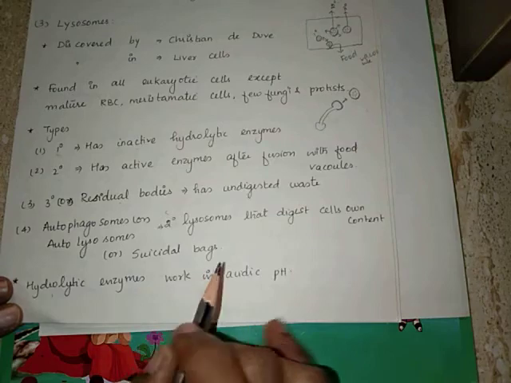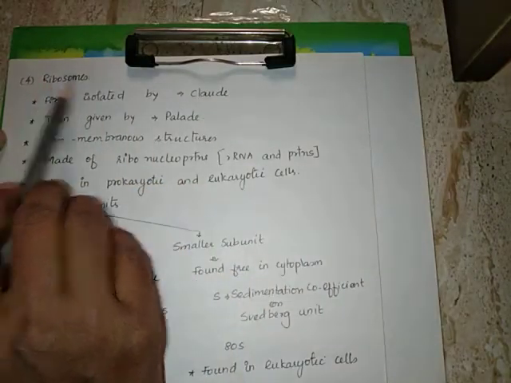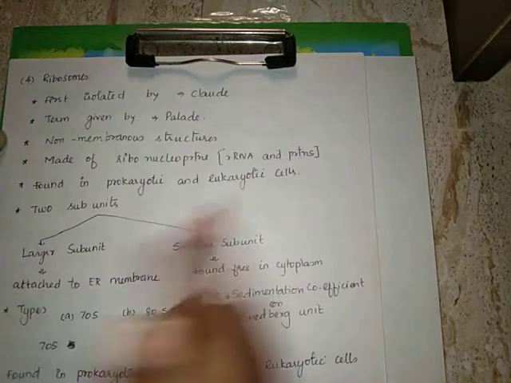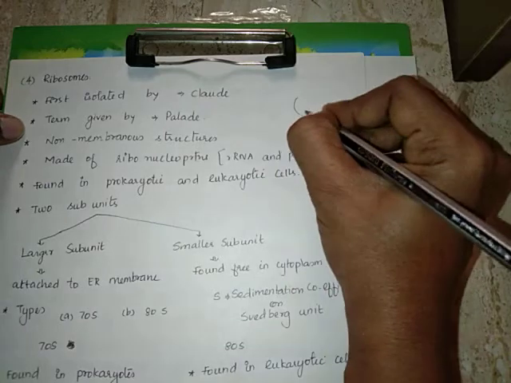The reason is, they work only in acidic pH. Next organelle is ribosome. Now we clearly know the ribosome is attached to the surface of the endoplasmic reticulum.